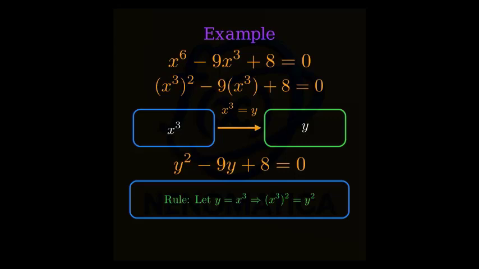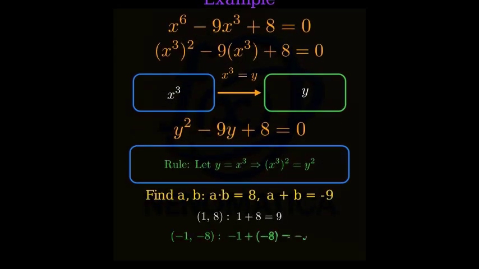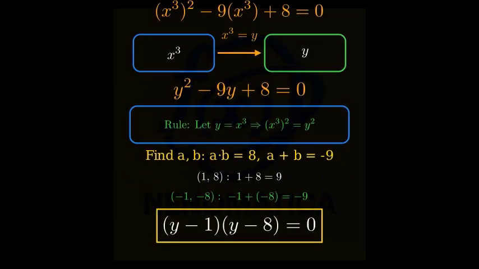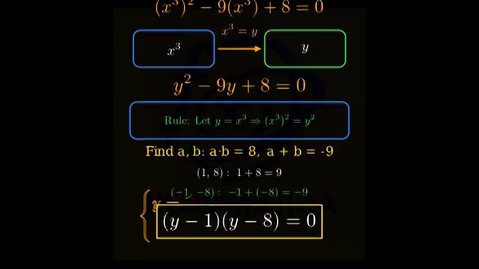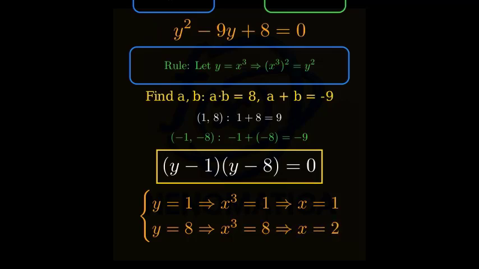Step 3. Factor the quadratic. We need two numbers with product 8 and sum negative 9. Those numbers are negative 1 and negative 8. So the factorization is (y minus 1) times (y minus 8) equals 0. Step 4. Set each factor to 0. That gives y equals 1 or y equals 8. Since y equals x cubed, we have x cubed equals 1 or x cubed equals 8. Taking real cube roots gives x equals 1 and x equals 2.